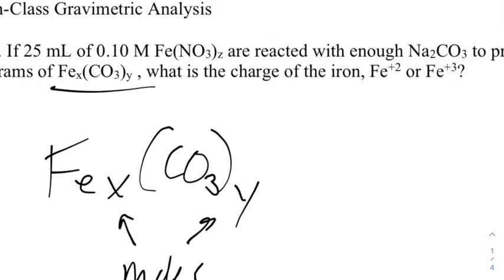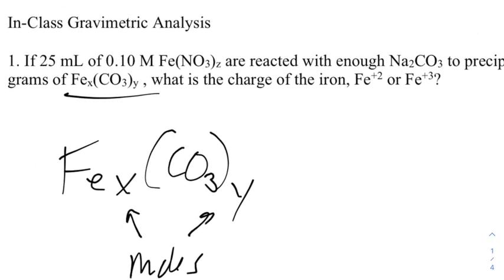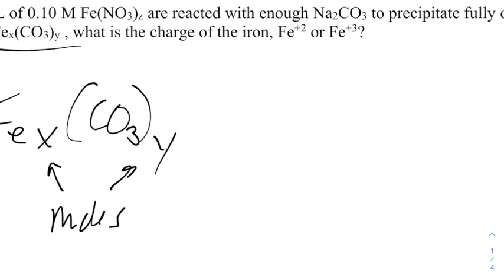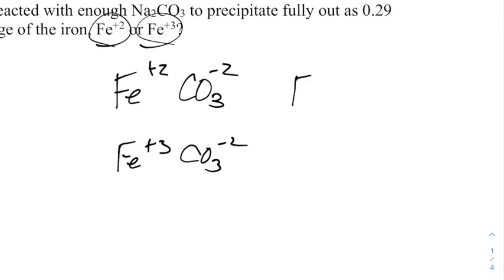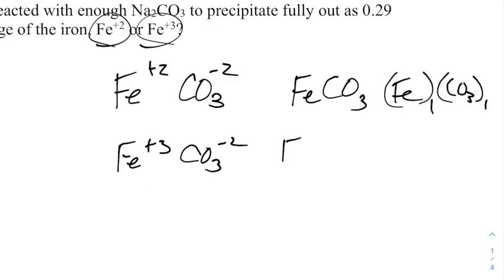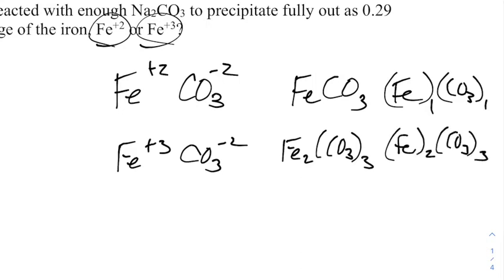A couple things to remember. If you know what the charge of the carbonate ion is, you can figure out what your two answers are going to be. Remember, it says it's either Fe plus 2 or Fe plus 3. So your two choices are Fe plus 2 with the CO3 minus 2 if you've got your ion list, and the Fe plus 3 with the CO3 minus 2. So your choices are either FeCO3, which is a 1-to-1 ratio, Fe1 and CO3, or Fe2(CO3)3, a 2-to-3 ratio.